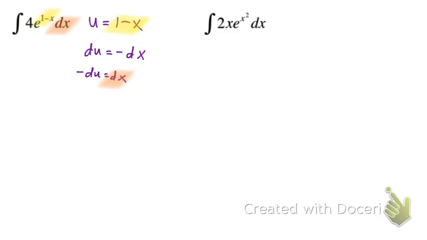This extra 4, however, I don't need, so I'm just going to pull it out front, since it's a constant multiple, and it will sit out there with that negative. So if I rewrite this, I get negative 4 integral of e to the u du. Well, the integral of e to the u is itself, so this is negative 4 e to the u plus c. And then if I replace the u with what it equals, that's negative 4 e to the 1 minus x plus c.